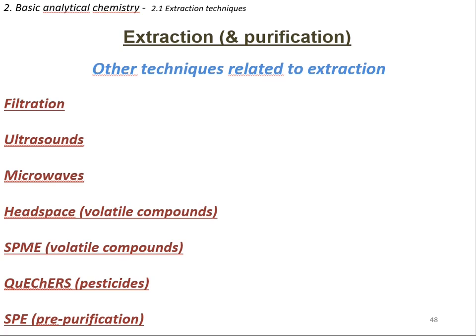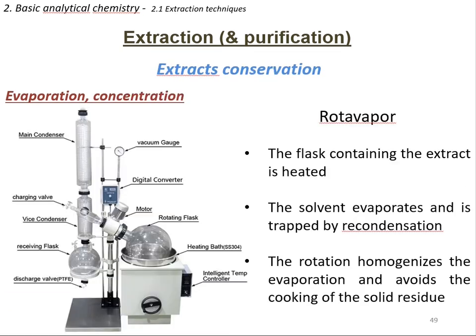QuEChERS methods for pesticides, and SPE, solid phase extraction, which are basically cartridges containing a resin on which to charge the sample and then push it with solvents to trap certain molecules on the resin and to elute the molecules of interest in a solvent. So I won't discuss that too much because we don't have time in this course.